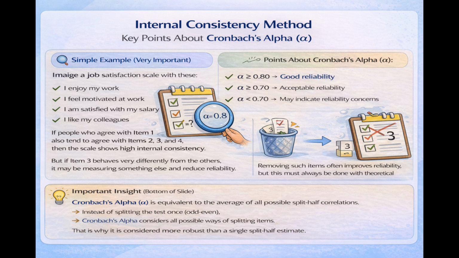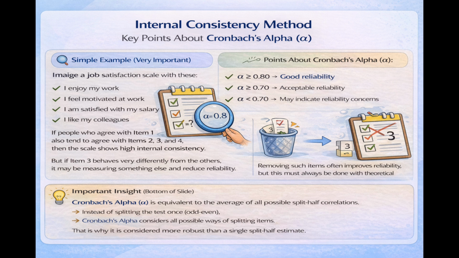One major advantage of Cronbach's alpha is that it helps us identify items that do not correlate well with others, and decide whether to remove problematic items. Removing such items often improves reliability, but this must always be done with theoretical justification, not blindly.